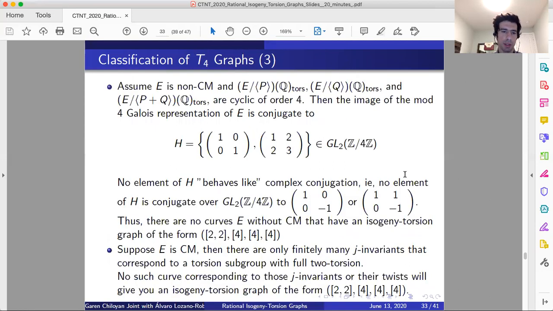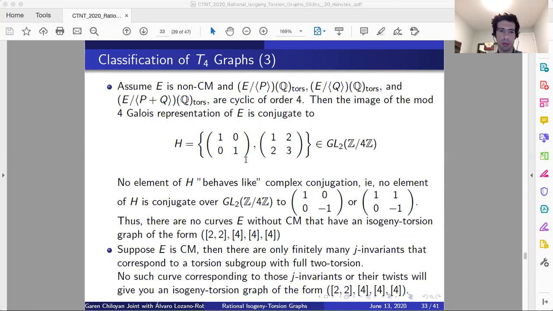So first, let's assume that E is non-CM, and E mod P, E mod Q, and E mod P plus Q are all cyclic of order 4. Then the image of the mod 4 Galois representation of E is conjugate to H in the set of invertible matrices mod 4.